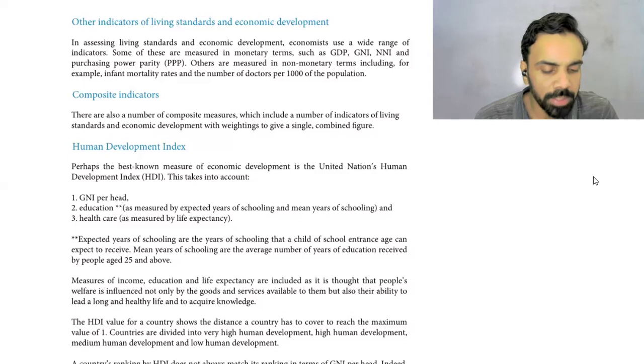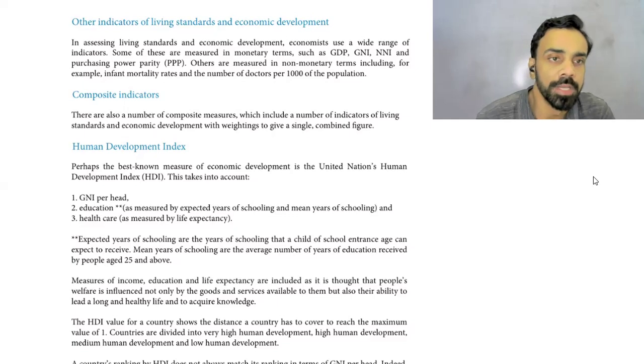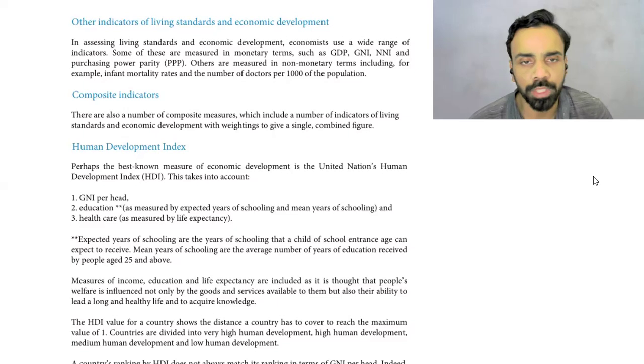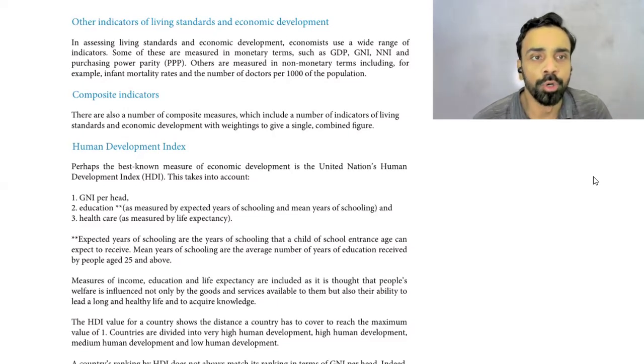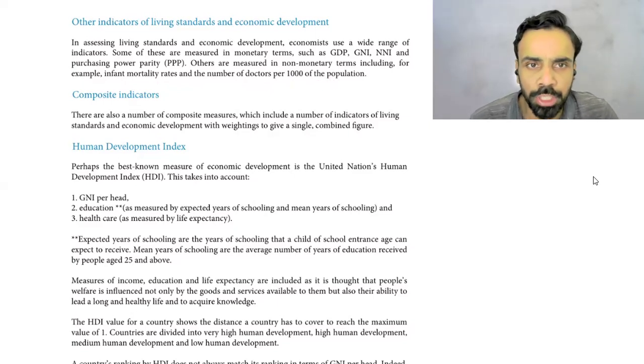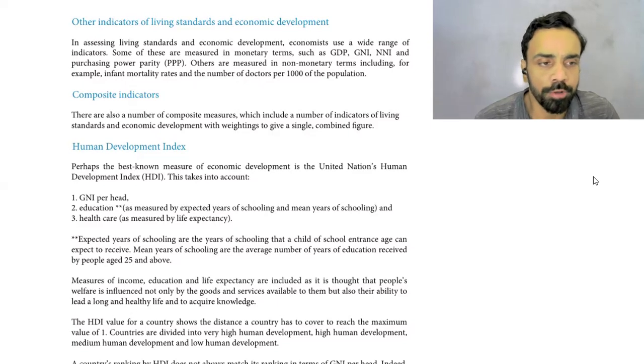All right, when we move forward, obviously GDP per head or GNI per head is one of the measures of living standard. But then we use other measures of living standards as well, because when we're talking about GDP or output, we're only talking about the incomes or the output that is produced. But we know that living standards or economic development is much more than just producing the outputs, right? For example, over here they mentioned even infant mortality rates and how many doctors per thousand of your population. These are non-monetary terms which also have an impact on the living standards, right?